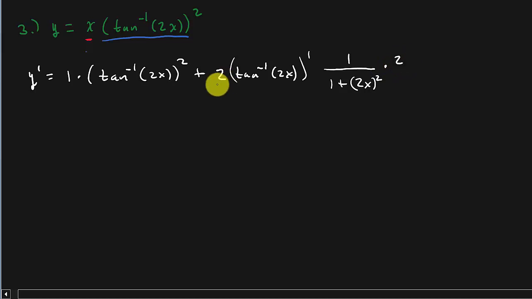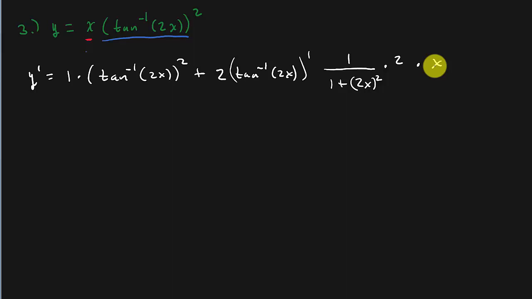Okay, so all of this right here is the derivative of the second function. The 2 comes down, subtract 1 from the exponent, times the derivative of what's inside the parentheses, which is 1 over 1 plus u squared, u is 2x in this case, times the derivative of what we're taking the inverse tangent of, which is 2, and then times the first function. Okay, now comes the fun part. Now we need to see about simplifying this thing.